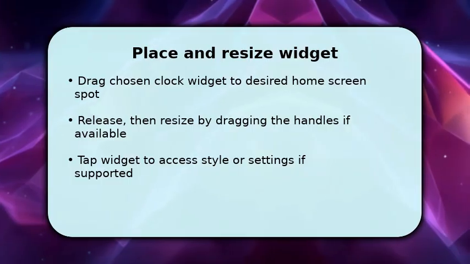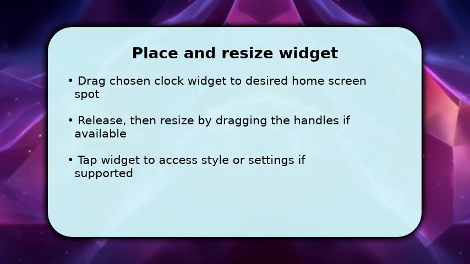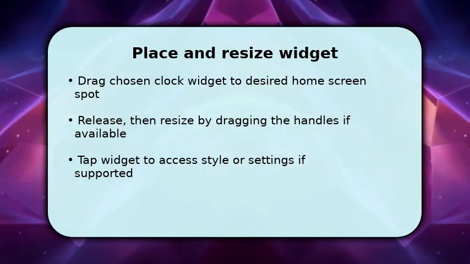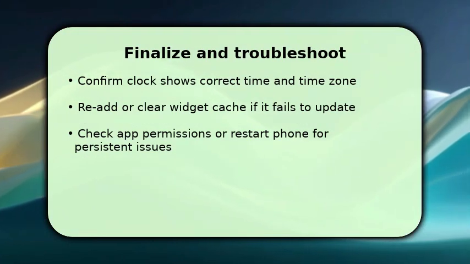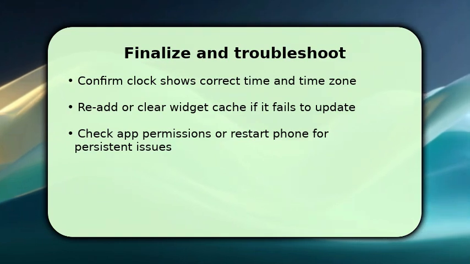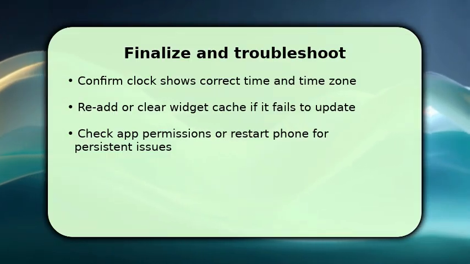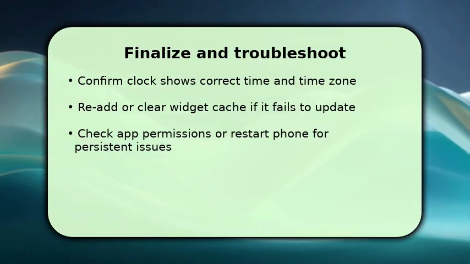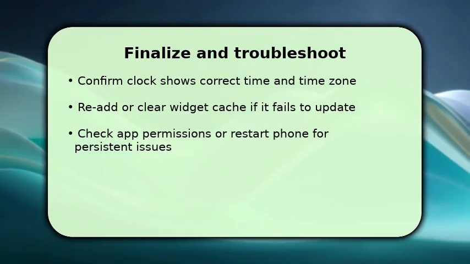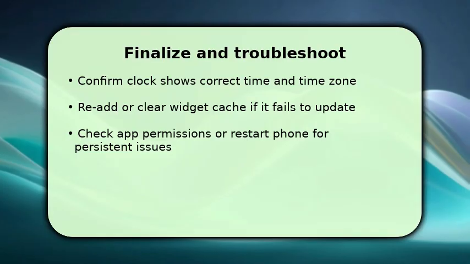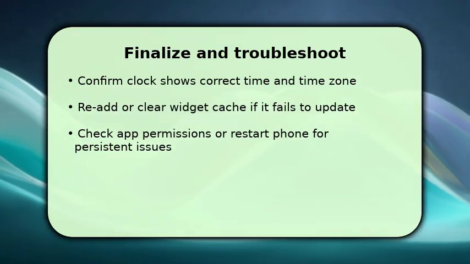You finish by verifying the clock displays the correct time and time zone. Incorrect time usually means a system setting or widget cache issue. If the widget is blank or stuck, remove it and re-add it, then clear the Clock app cache and app settings to force a refresh. If problems persist, make sure the app has permissions and restart your phone. This often resolves background update glitches.